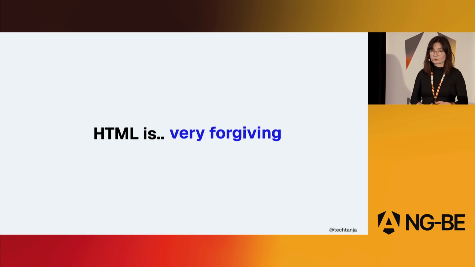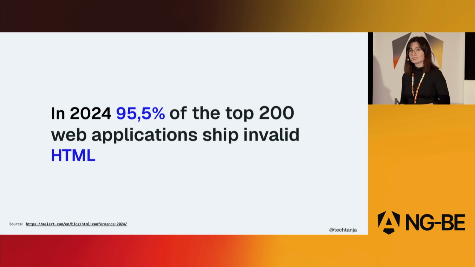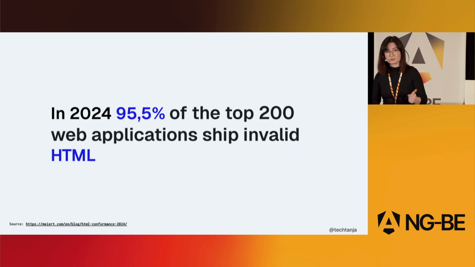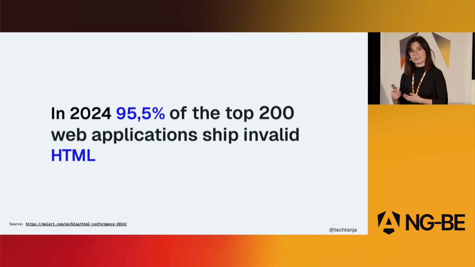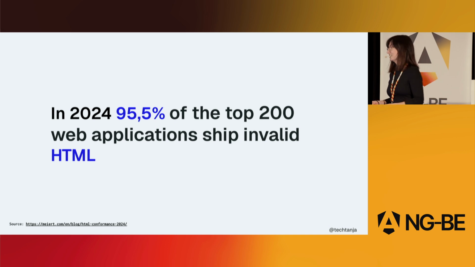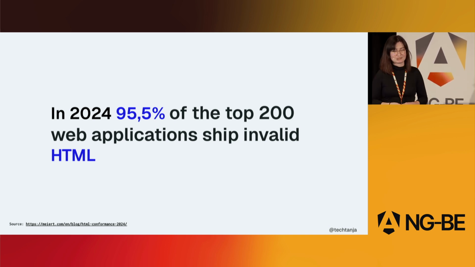When researching for this talk, I stumbled upon this very interesting statistic from 3 months ago. I linked the source. But basically, somebody went ahead and looked at the top 200 websites, again, 3 months ago in 2024. And apparently, all of them but one had invalid HTML on their page. So the HTML validator failed. And this kind of makes me sad. I don't know.